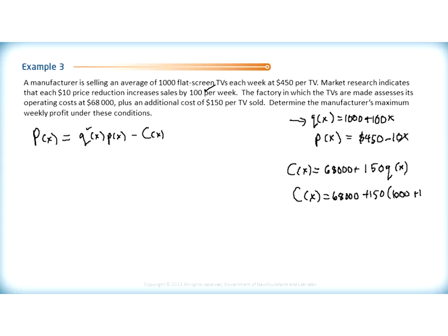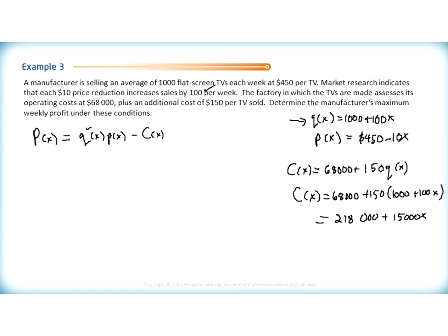plus 100x. So that's a lot of money for costs. Let's see if we can do some quick algebra to reduce all that down. I'm going to skip a step or so here, and we get 218,000 plus 15,000x. So 218,000 plus 15,000x is our cost function.